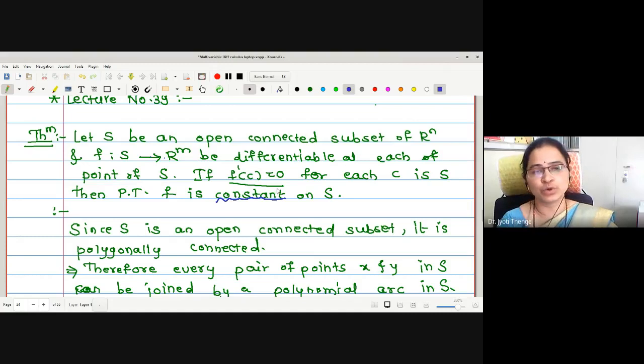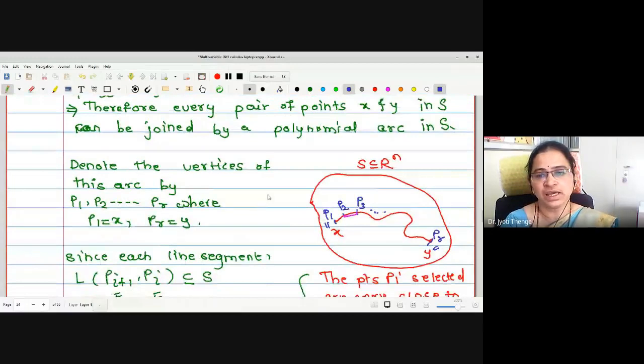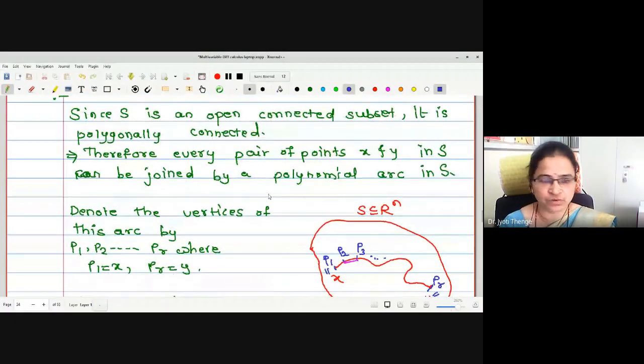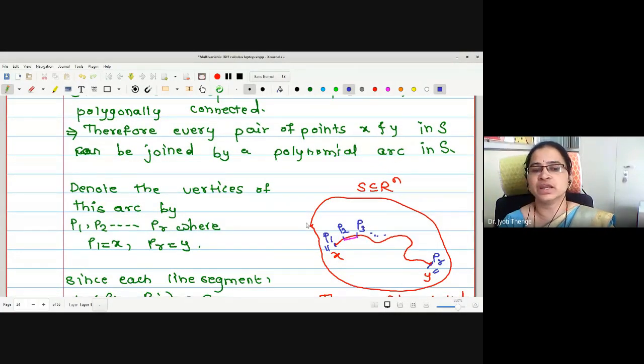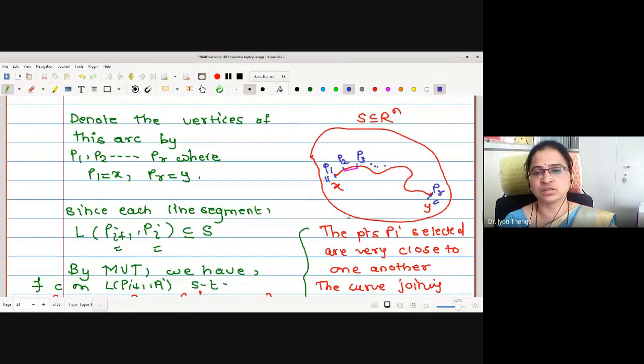In order to prove this, we used one theorem that every open connected subset is polygonally connected. This statement we were using without proof. By using this statement, we consider any two arbitrary points of the domain space. The domain space S is an n-dimensional subset of an n-dimensional space. By the theorem, these two points are joined by a polygonal arc, and we mark points on this arc as P1, P2 to PR.